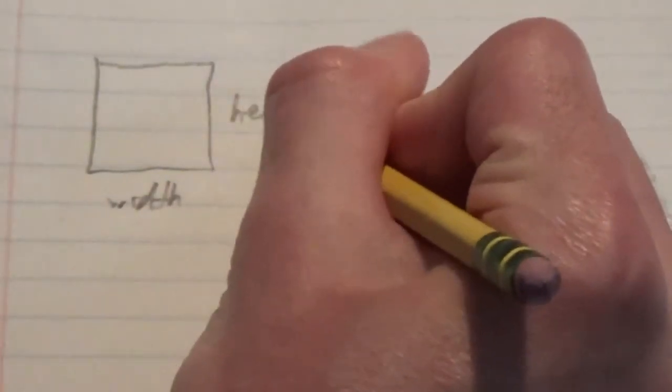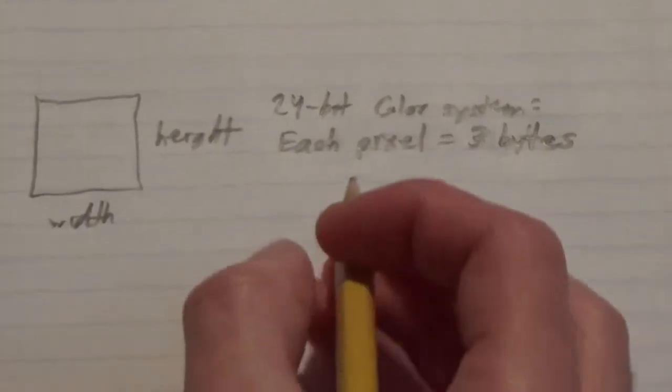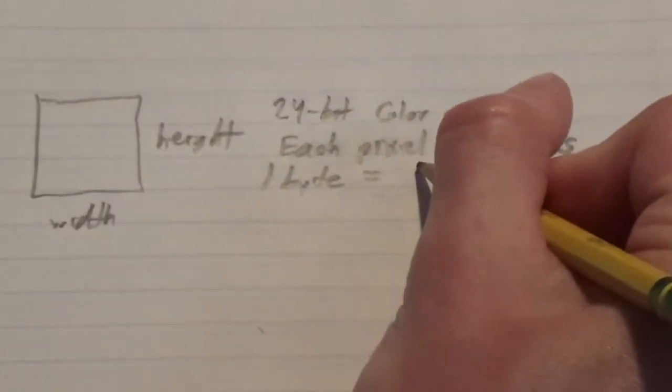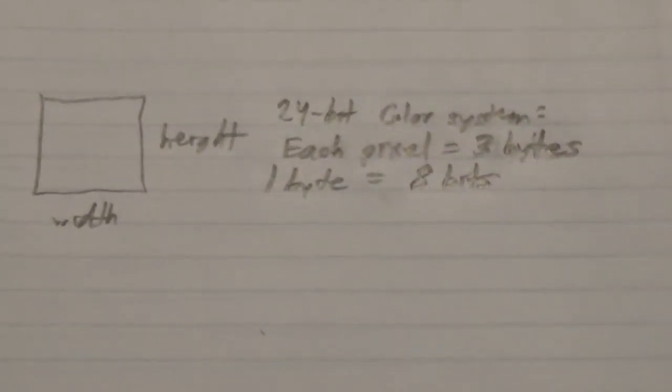Now, under a 24-bit color system, we can represent an image with pixels, so you can sort of consider one full image with some sort of width and height. And obviously it's composed of pixels. In what is sometimes called a 24-bit color system, each pixel is actually represented by 3 bytes. And this makes sense, of course, because 1 byte is by definition equal to 8 bits. So if we were to take 3 of them, we'd get 24 bits in total, representing a pixel.